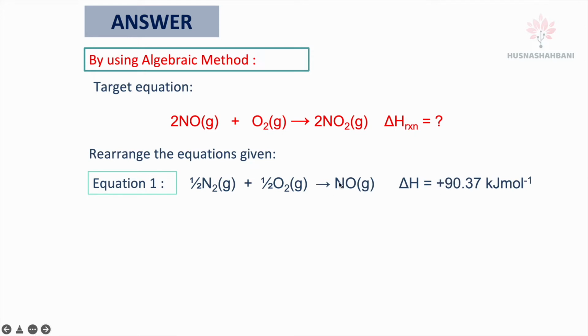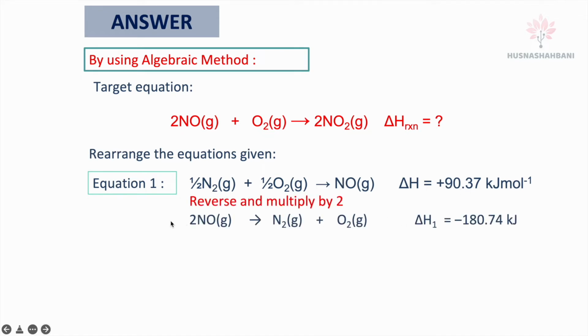Because you multiply the equation by 2, you multiply the value by 2 as well. Reverse and multiply by 2 and you will get this new equation 1. If we reverse this equation, the NO becomes a reactant, and N2 and O2 become the product. Then we multiply by 2, so the NO is 2 moles, the N2 initially half is now 1 mole, same goes for oxygen, 1 mole. And for this delta H, change the sign to negative and multiply by 2.